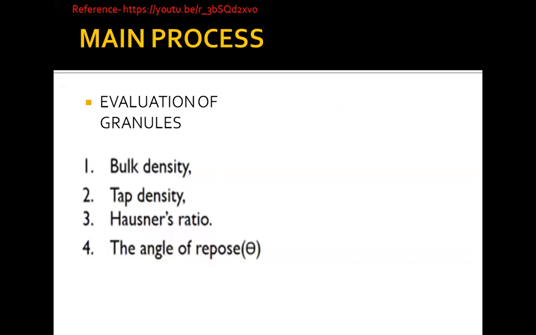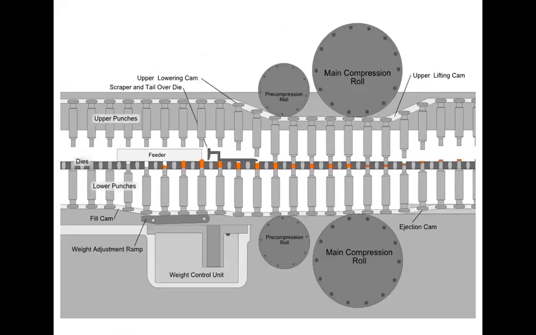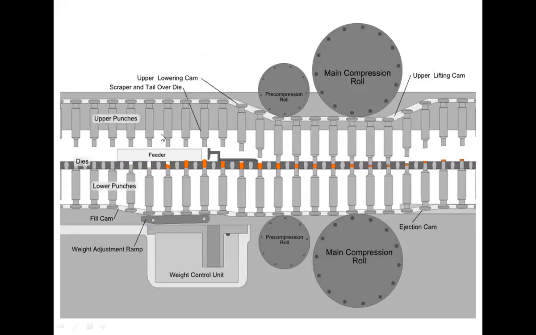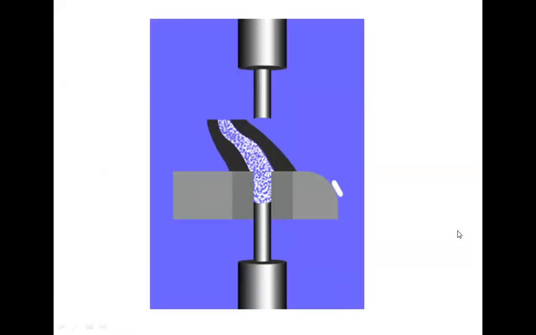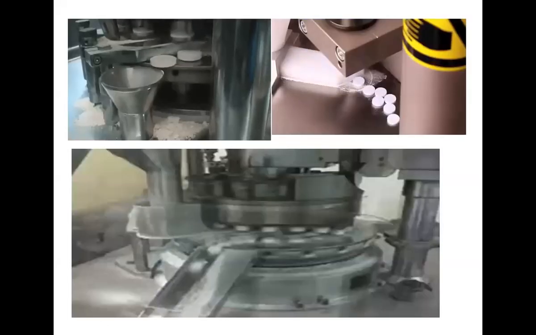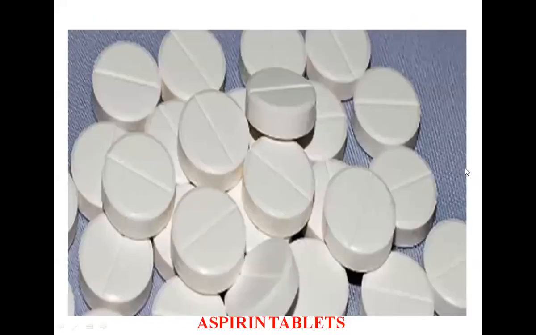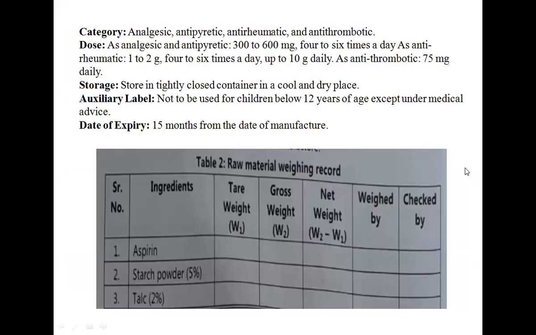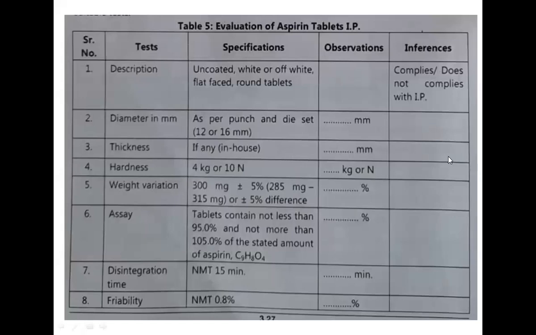So you have to evaluate our granules for bulk density, tap density, Hausner ratio, and the angle of repose, that is theta. Okay, so these are the compression cycle, and this is the major important part of compression, the tablet punch. This is the way tablets get discharged from the tablet punch machine. These are other videos for your reference and information. These are the aspirin tablets we have prepared. Later we will have the details like that. We will cover it completely in the next part. Thank you.